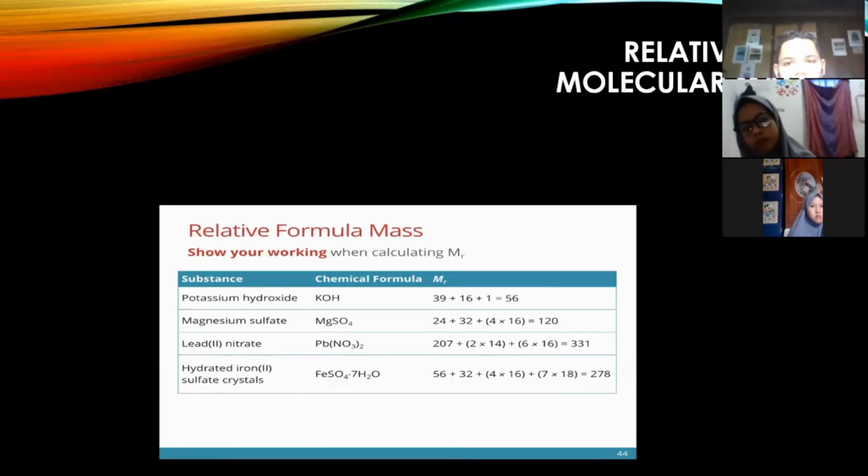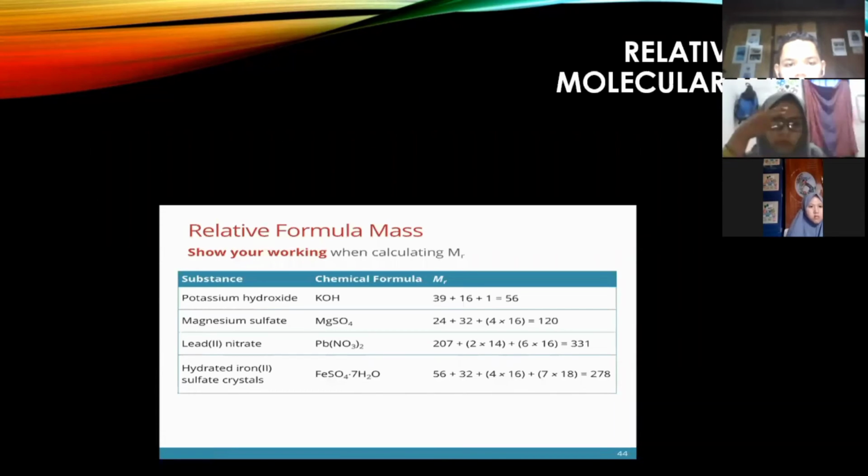Lead 2 nitrate, Pb(NO3)2. So 1 lead ion, 207. 2 nitrogen, and 6 oxygen. So when we have brackets like that, you must remember to multiply by the number that is outside. Okay.